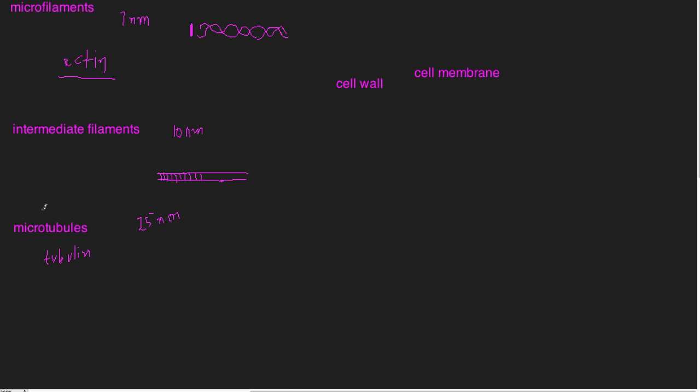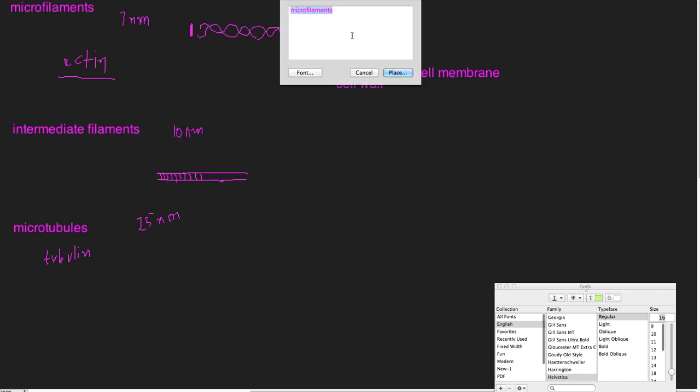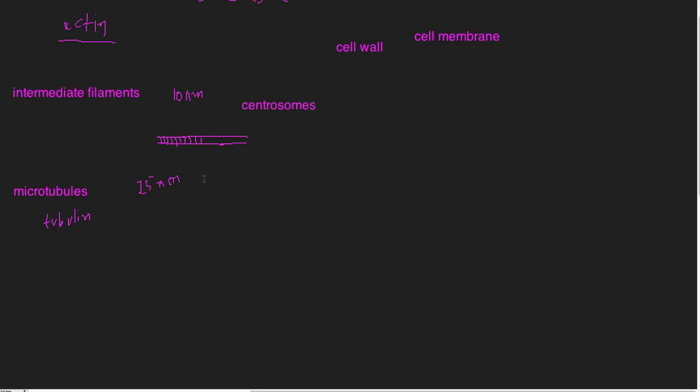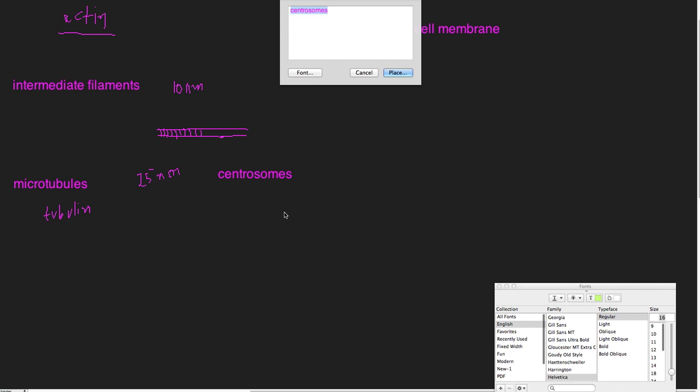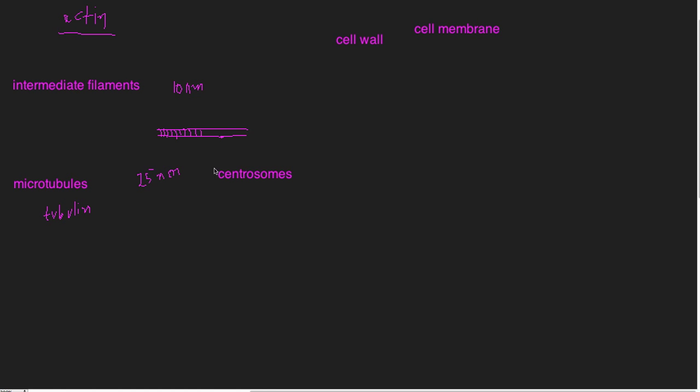I don't think I mentioned this in any of the videos, but there are organelles called the centrosomes, or the microtubule organizing centers. These centrosomes contain two centrioles lying perpendicular to each other. And these centrosomes, as I said before, are the microtubule organizing centers. The microtubules come out from the centrioles.